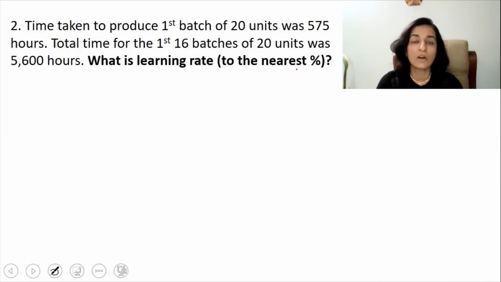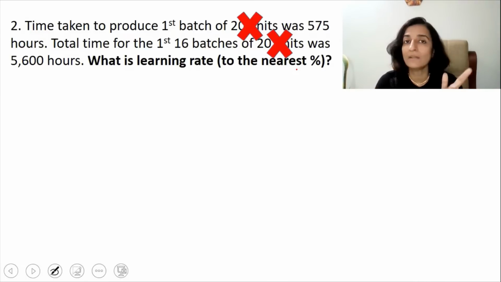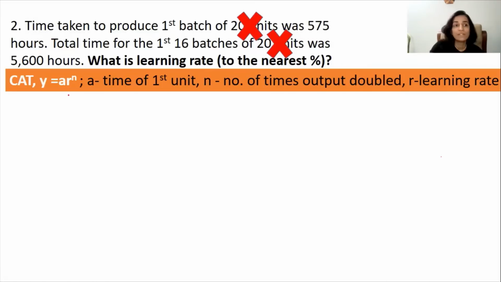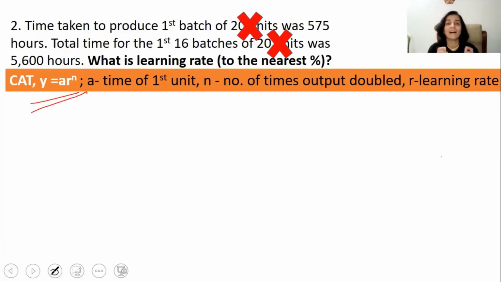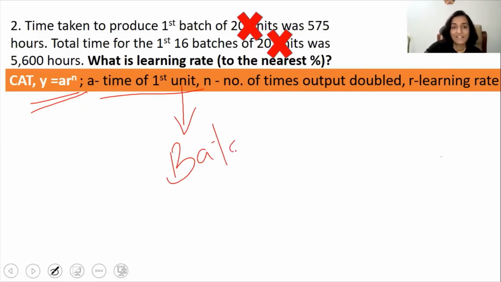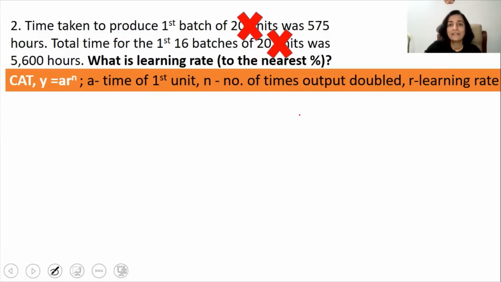So since the units are not relevant, I will just cancel out those units part because we do not need that information to work out the answer. In the previous class, I told you whenever learning rate is missing in the question or you are asked to find out the learning rate, then the formula to be adopted is cumulative average time y is equal to AR the whole raised to n, where A is the time of the first unit, in this particular case, the first batch, because batch is given in the question. N is the number of times the output has doubled and R is the learning rate. R is what you have to find out.